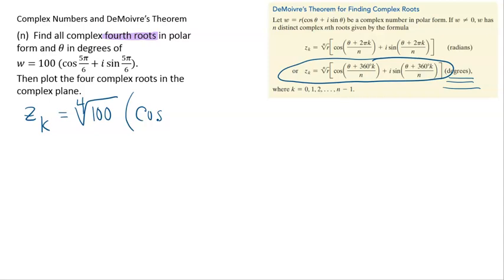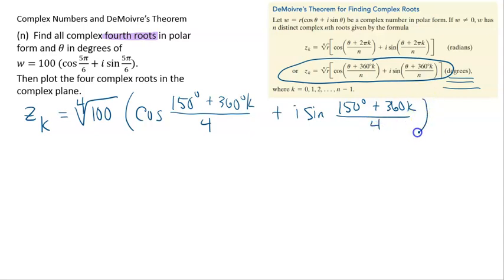And I get 150 degrees. So this is going to be 150 degrees, I'm just using the formula, plus 360 degrees K divided by n. Remember, n is the fourth root, so n is 4. Plus I sine of the same degrees. Notice I put parentheses again, and I didn't on the other one. Let's be consistent. Okay, so that's going to be 150 degrees plus 360K divided by 4. That's the general formula.